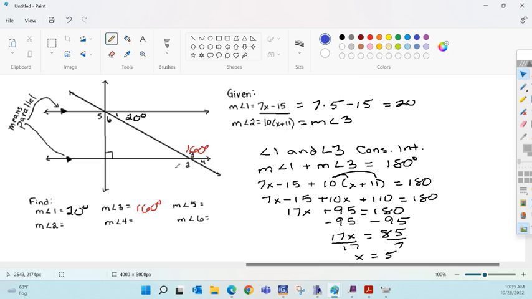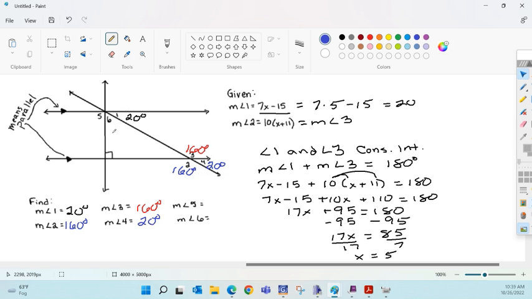So that means angle 2 is 160 as well. So that means angle 4 is 20? Angle 4 is 20 because it makes 180 here. Then we can work our way over here.